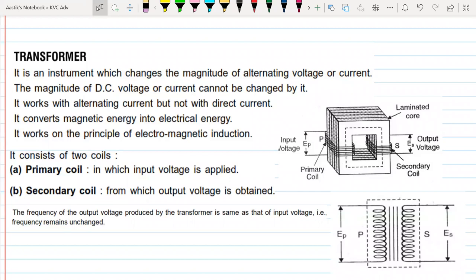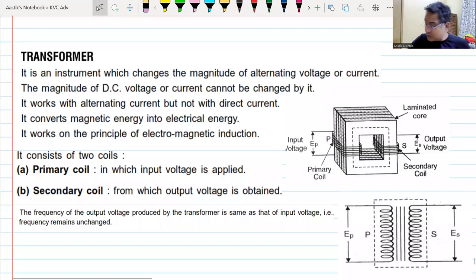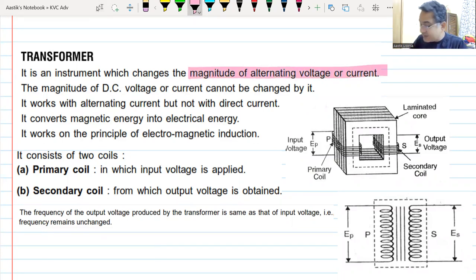Well, then we can move on to the next heading and the last heading of this chapter. And the last heading of this chapter is basically transformer. What do you mean by a transformer? A transformer is a device that can change the magnitude of the alternating EMF or alternating current. Remember, a transformer cannot be used for a DC. You cannot easily change the value of DC current or DC voltage, but you can very, very easily change the value of AC voltage or AC current.